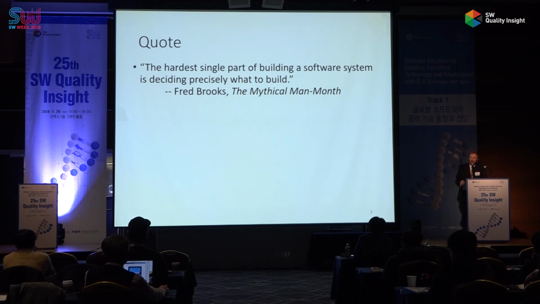This is not really news. In fact, the keynote speaker said this too. Fred Brooks, famous computer scientist, says the hardest single part of building a software system is not actually building it. It's deciding what to build. That's the requirements problem. As software has gotten more and more complex, this is what is getting through the cracks. We don't know what to build.